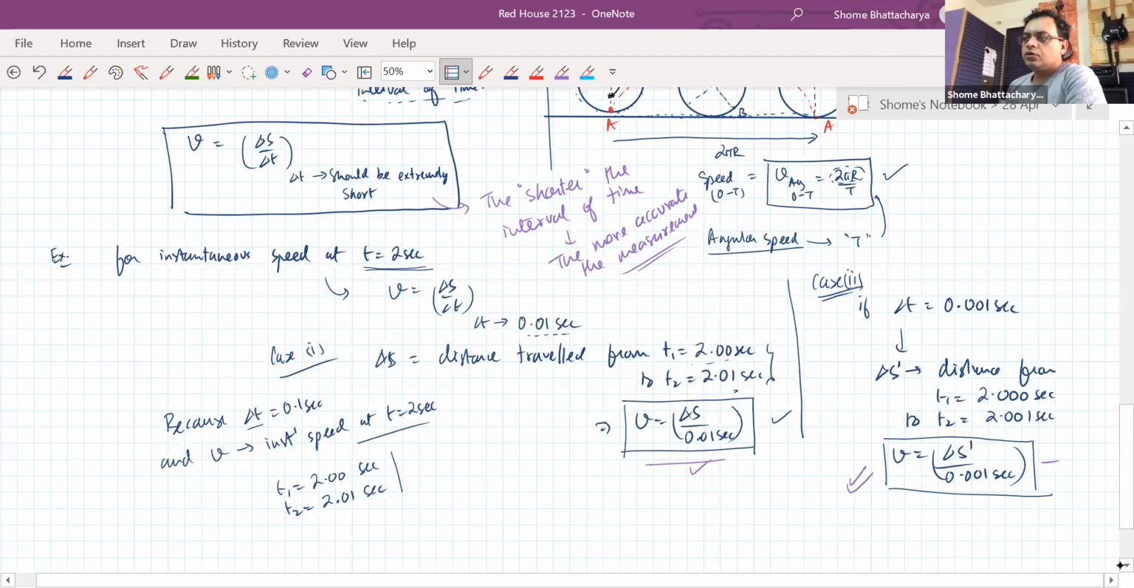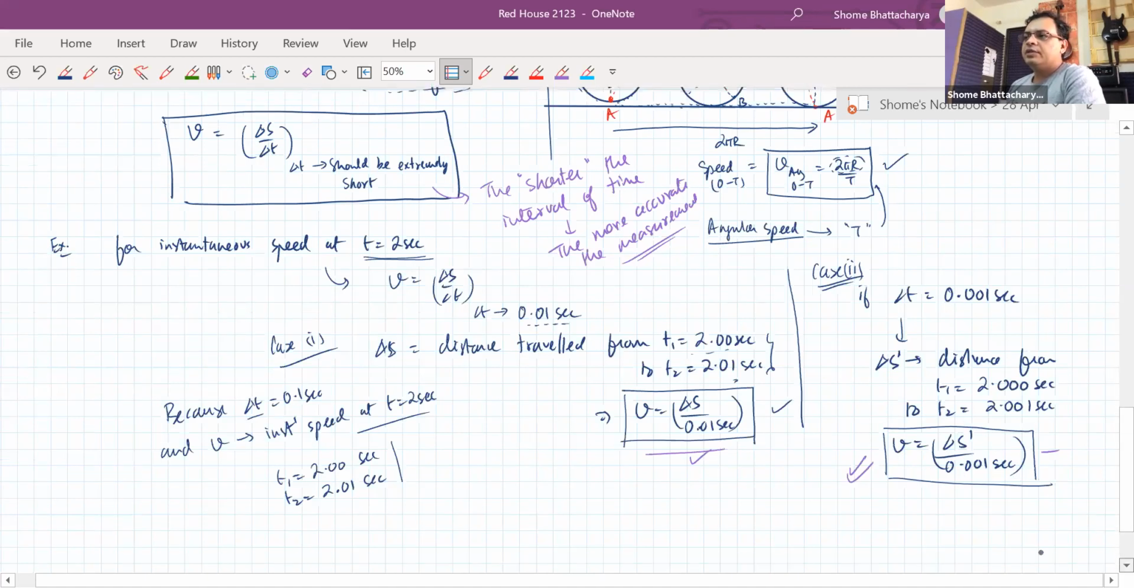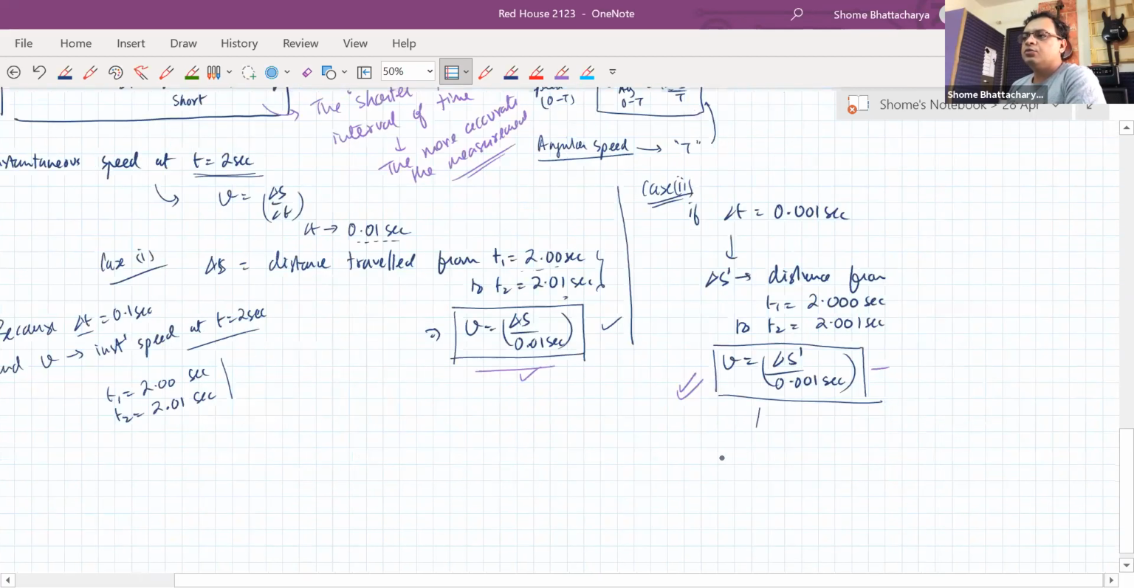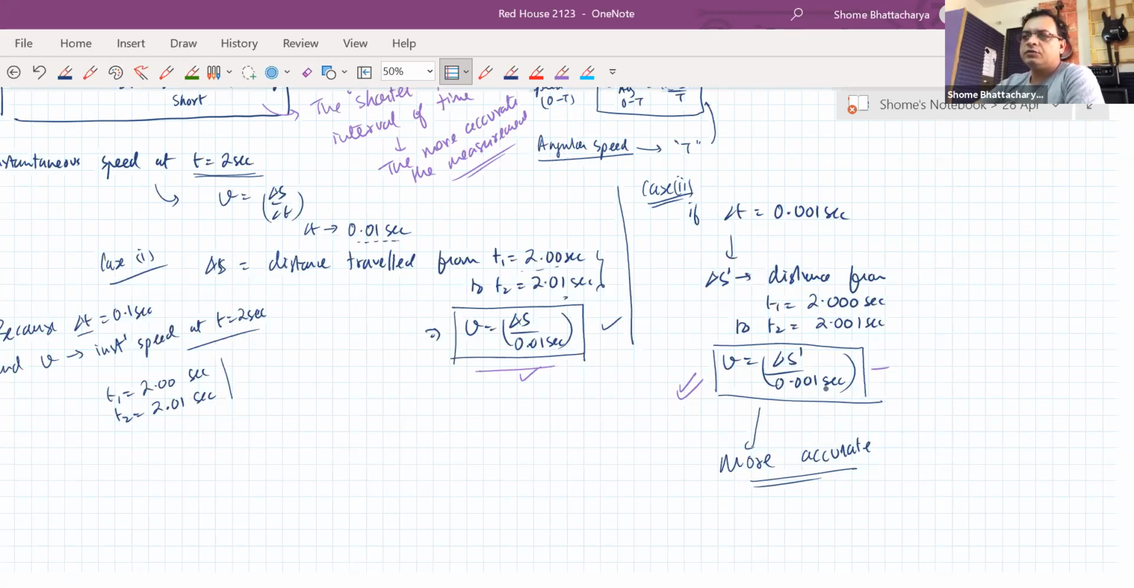Yes, sir. Okay. Now, if I compare the two measurements, what can I say about their accuracy? Comparing the two measurements, I can say that this one is more accurate. Does that make sense? Why is it more accurate? Because the interval of time I've taken in this case is shorter. So the smaller the interval of time, the better the accuracy of my measurement. Right. Okay. So that was the point of this example. Hope this is clear.